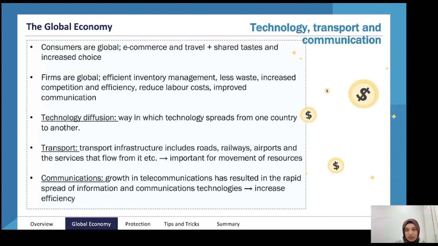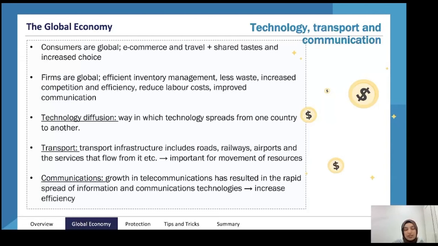Then we've got technology, transport, and communication. So consumers are global. E-commerce and travel, plus shared tastes and increased choices, are very important to consider. So firms are global, right? They are efficient. We're looking at efficient inventory management, less waste, increased competition and efficiency, reduced labor costs, and improved communication.